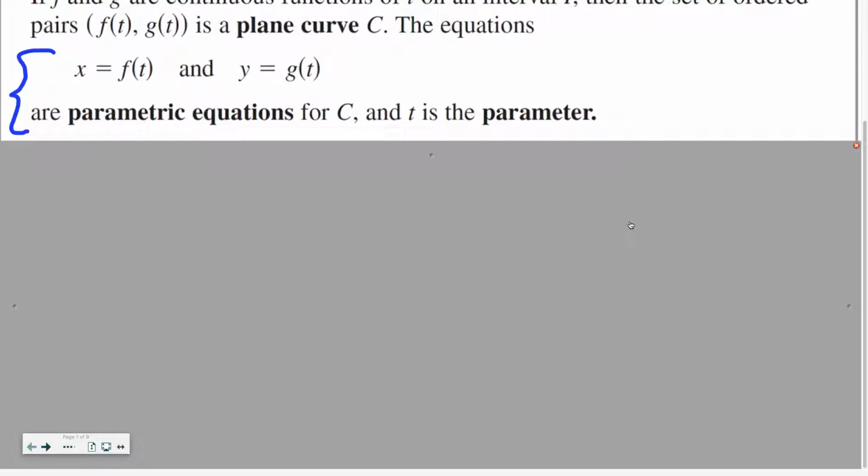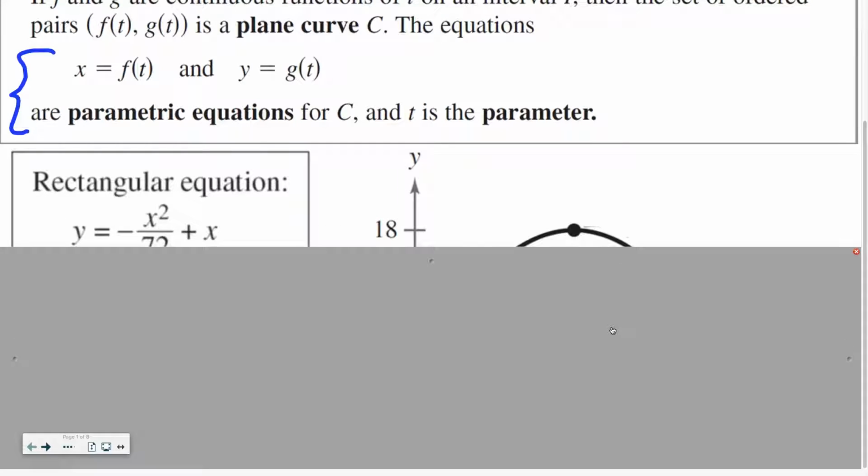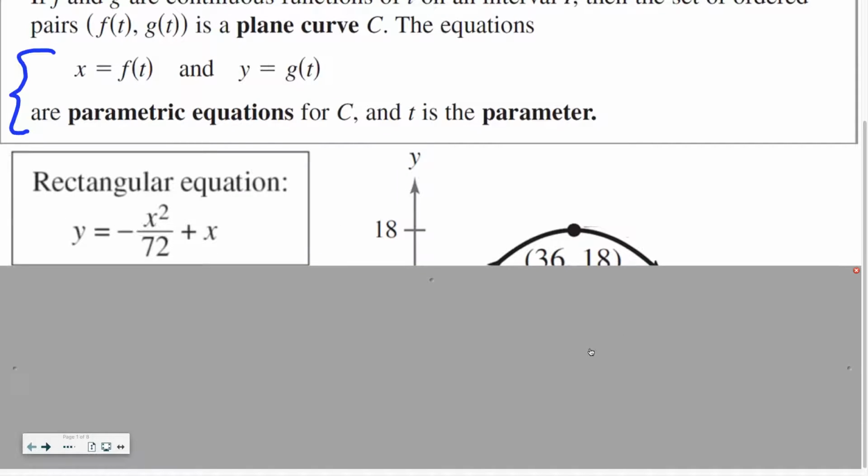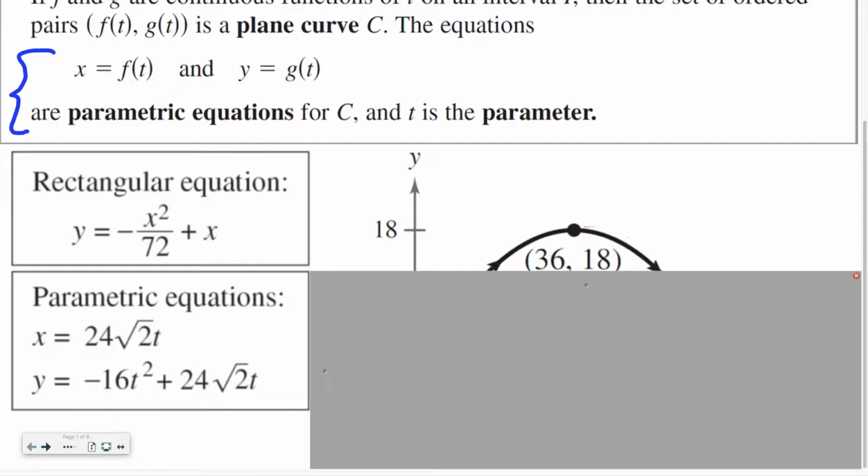Okay, so what these are going to look like is, this is what we call a rectangular equation. That's what we're used to seeing, right? Y equals some sort of function of x. So we're going to call that rectangular. Here would be a set of parametric equations that would create this one rectangular equation. And this would be its graph.